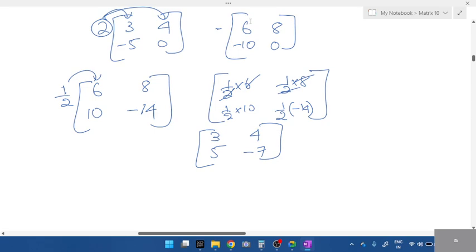Now there are four types of calculation: addition, subtraction, multiplication, and division of two matrices, three matrices. It should be a comparable matrix. The order should be the same. Not comparable. What is the comparable matrix?